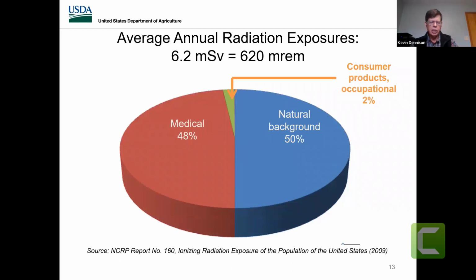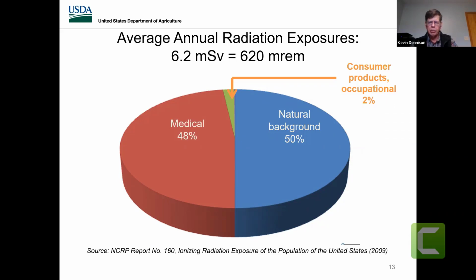So when we look at how much radiation we get in a normal year, it's up to about 6.2 millisieverts or 620 millirems per year is the estimate. This is from 2009, I think.